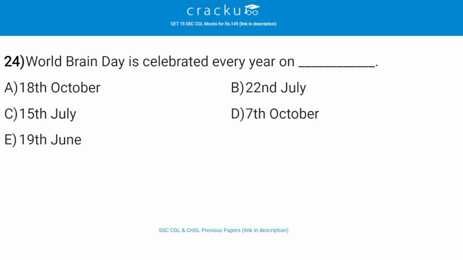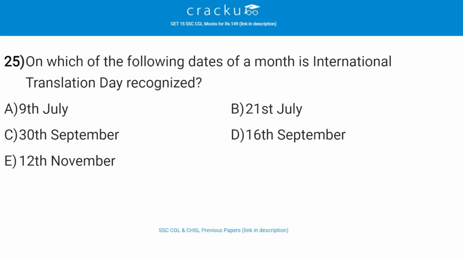The correct answer is B, that is 22nd July. So, World Brain Day is dedicated to raising awareness and promoting advocacy related to brain health. So, the correct answer is 22nd July. On which of the following dates of a month is International Translation Day recognized? The correct answer is C, that is 30th September.